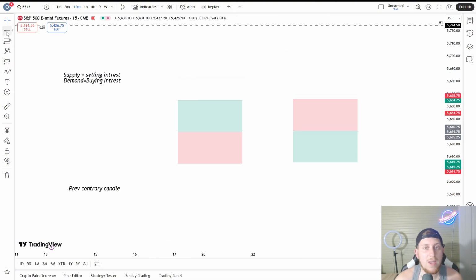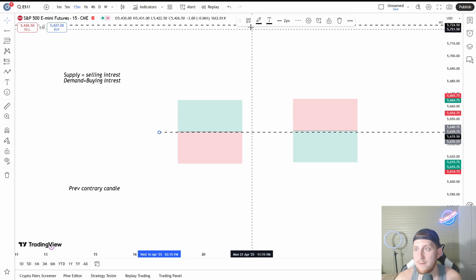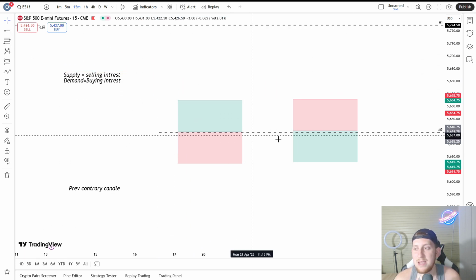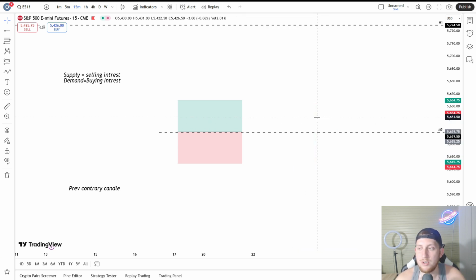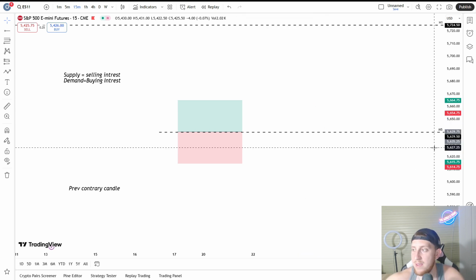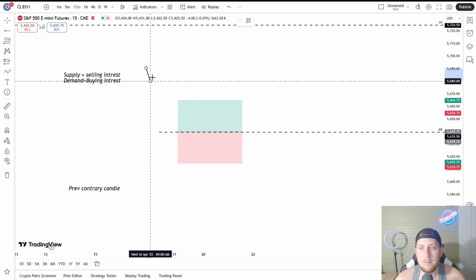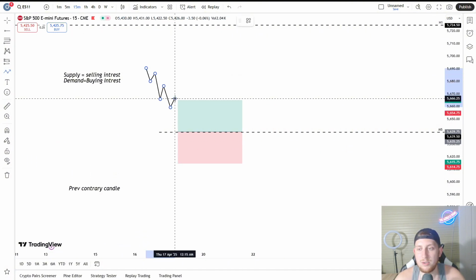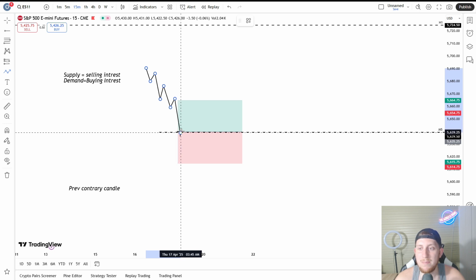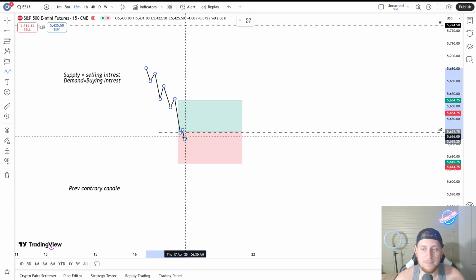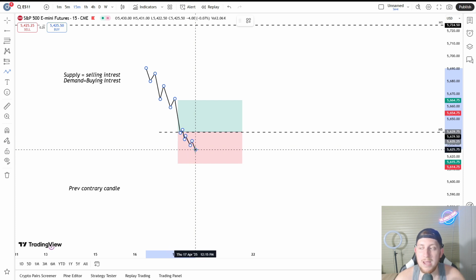So let's say you have a M5 right here, and actually we're going to delete that and do it just like this. So say we have a M5 just like that. Let's say price is coming down. We're about to tap into this demand. We tap into it, get a little push, but now let's say the level did not get respected that well, so now we're going down.